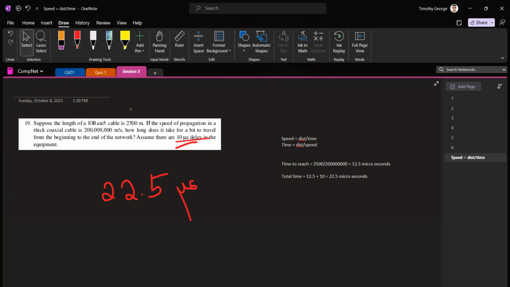Yeah, that's this question. It's a simple question. It's just time, speed. Then you need to remember to add this delay. The delay is only going to increase the total time.